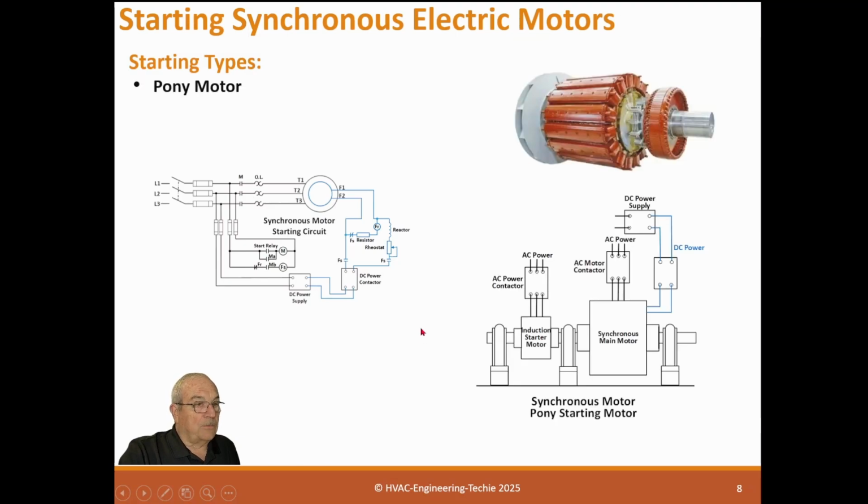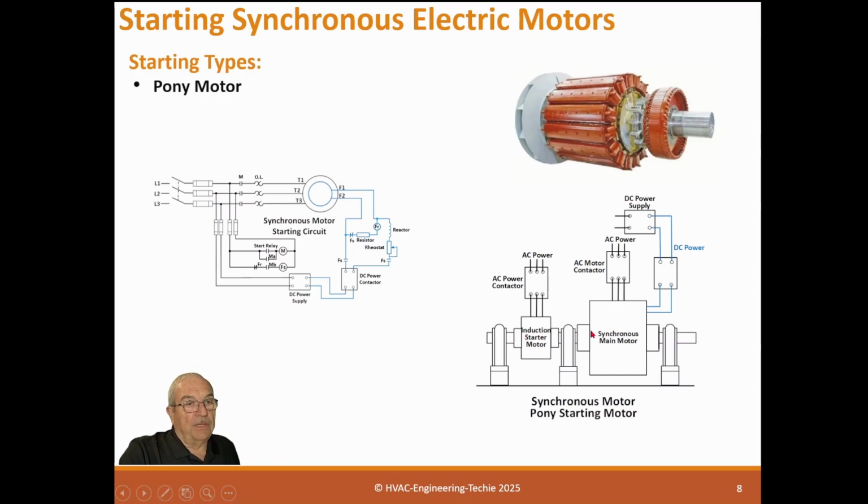Okay, starting types. One type is a pony motor. Now this is probably a 300 or 400 horsepower motor. It's a fan, so it's probably a high-speed industrial fan, obviously. And it has an induction motor built in on the shaft. So it has a separate induction motor right here. When you want to start this thing, you turn this power on, the induction motor starts, and it starts spinning slowly.